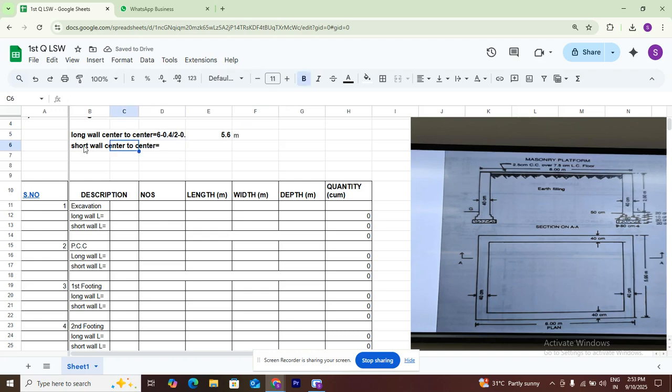Next, the short wall. The short wall is 5 meters overall length. We need center to center, same as the long wall. We remove 0.4 by 2 on this side and 0.4 by 2 on the other side, so it becomes 5 minus 0.4 by 2 minus 0.4 by 2. 5 minus 0.4 is nothing but 4.6.